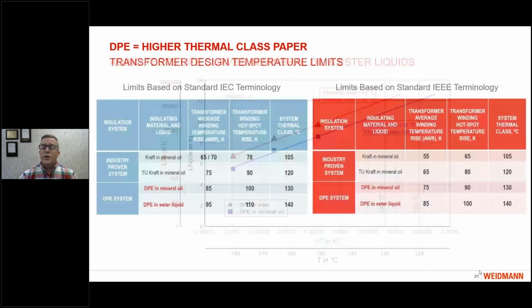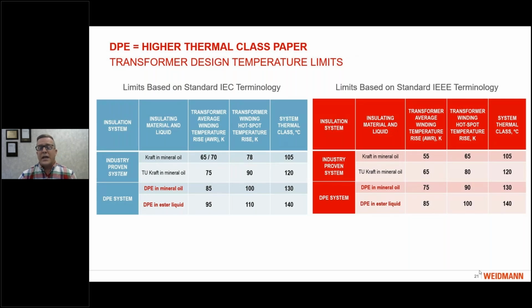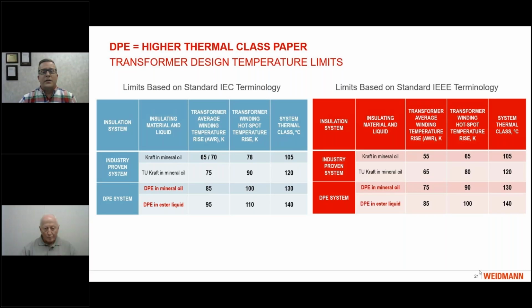And what you can do with this higher thermal class is actually design your transformers differently. In particular, there is a graph of the temperature limits available using IEC terminology, and on the right using IEEE terminology. Just to point out, TUK and mineral oil is a 120 system, whereas DPE in mineral oil is 130, and DPE in ester liquids is 140. These graphs in the standards represent what you can do from an average winding rise design and also from a hotspot maximum capability design aspect as well.